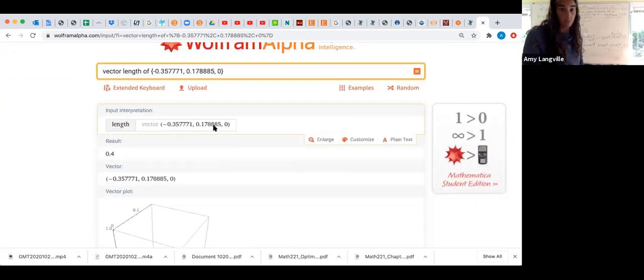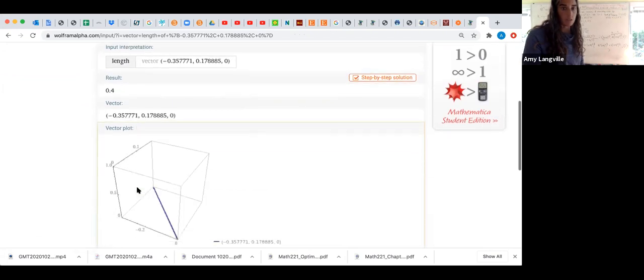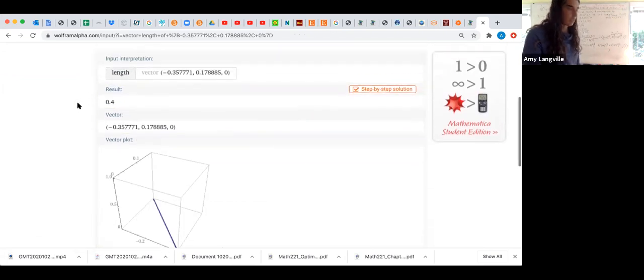Okay, and it treats it as a vector, it gives the length, shows the picture. So 0.4 is our length. So we're down to this line now. We just got a length of 0.4.